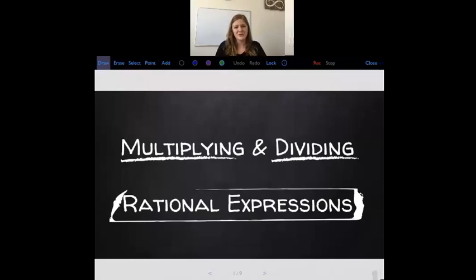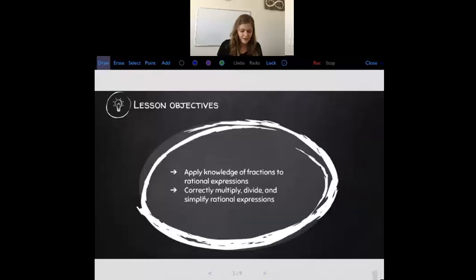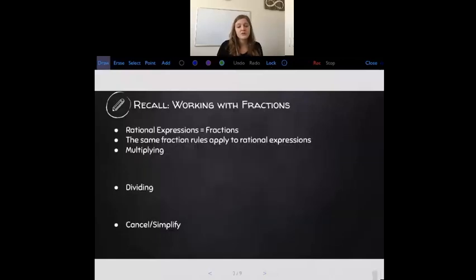In this lesson, we'll go over multiplying and dividing rational expressions. So we'll apply our knowledge of fractions to rational expressions, and then we'll correctly multiply, divide, and simplify these expressions. So recall, working with fractions. Rational expressions: when you hear the word rational in math, you want to think of fractions. So the same rules that apply to fractions apply to rational expressions.